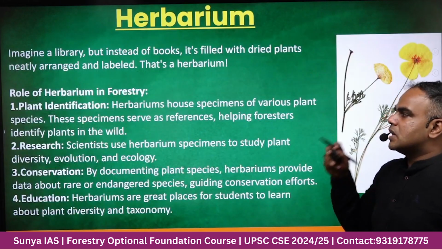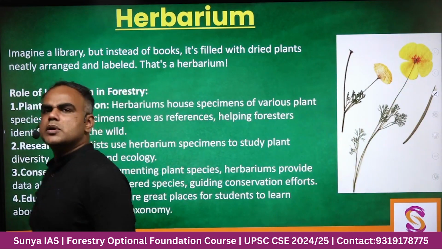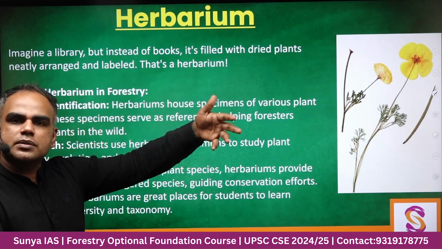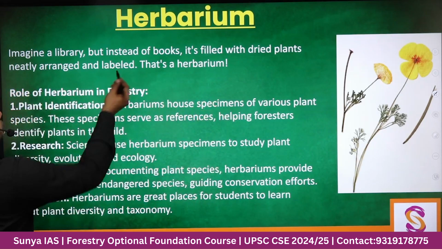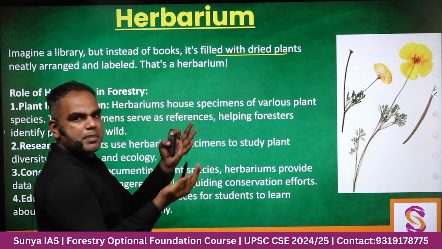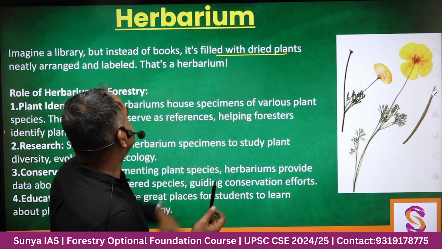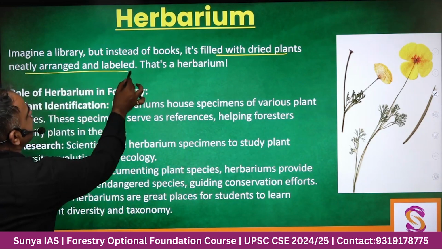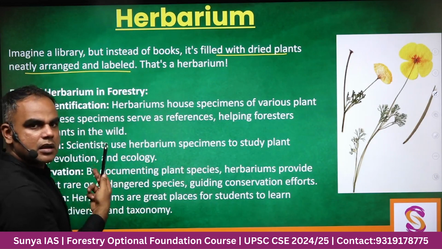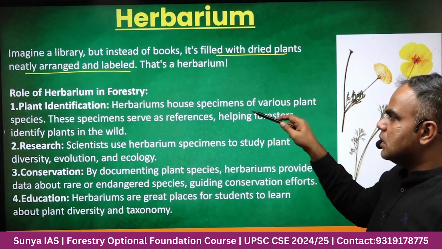A similar concept is that of a herbarium. This is how it looks. Imagine in a library you have a lot of books. Similarly, in a herbarium, dried plants, let's say on a paper or a sort of sheet, a herbarium sheet, are neatly arranged and properly labeled. This is how a herbarium looks like. We saw the example of the British herbarium. So what is the role?